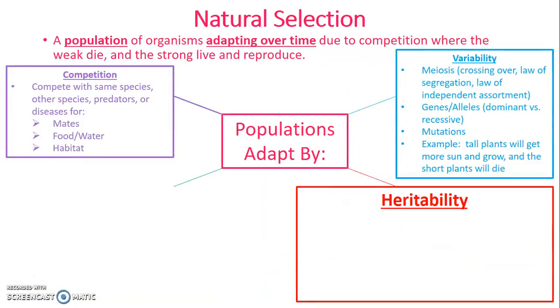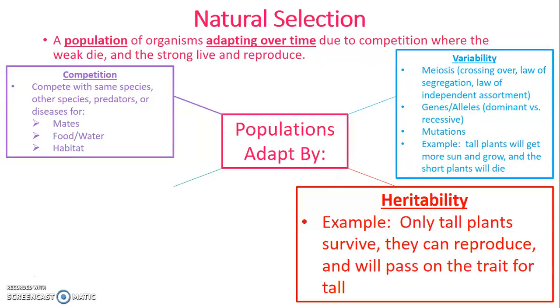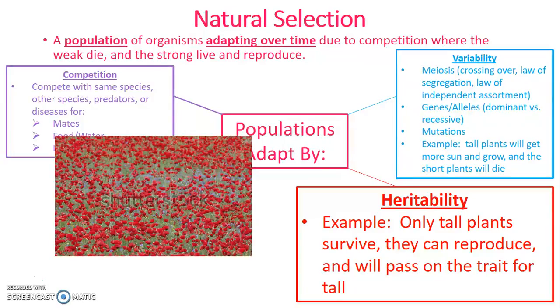Which leads us to heritability. To inherit something means that you got the traits from your parents. And so in our example of these plants, only the tall plants were surviving, and therefore the trait for being tall was passed on to these other offspring. And so now there's a whole population of flowers that are tall.